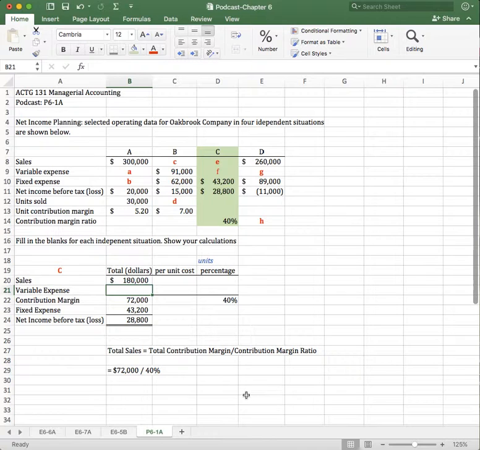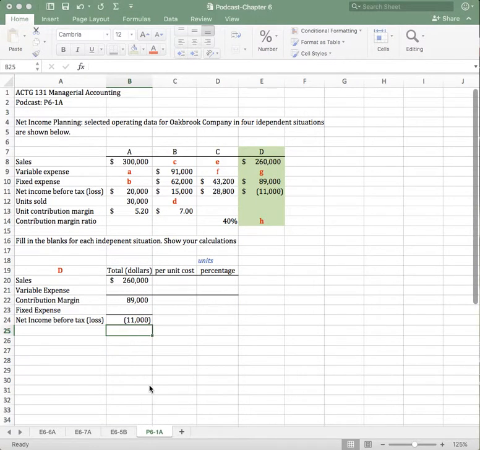$180,000 in sales. Now, to calculate the variable expense, we're going to take total sales and subtract total contribution margin dollars. So there we go, $108,000. So E is 180 and F is $108,000. So with that, I'm going to set up for the next problem. I'll be back soon.